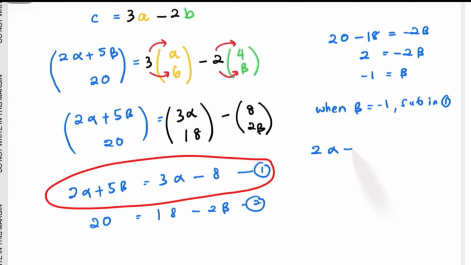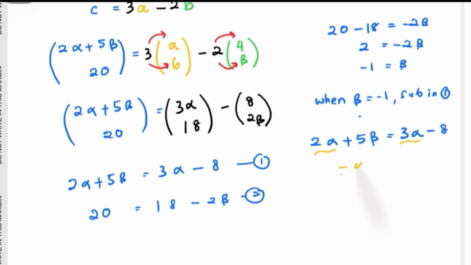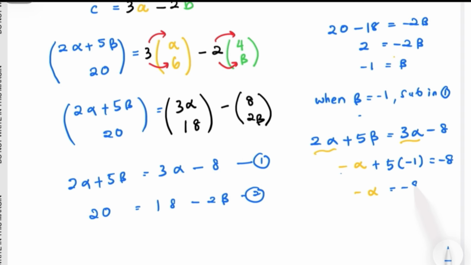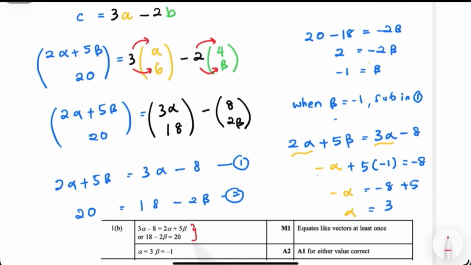2 alpha plus 5 beta equal to 3 alpha minus 8. Let's simplify 2 alpha and 3 alpha first. That's negative alpha, and let's substitute beta equal to negative 1, giving negative 8. Negative alpha will be equal to negative 8 plus 5. Hence alpha is 3. Now let's bring in the marking scheme.